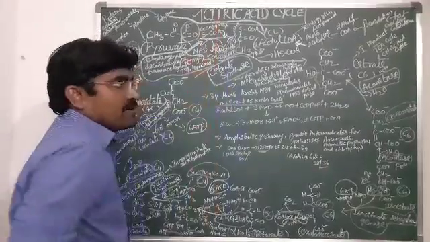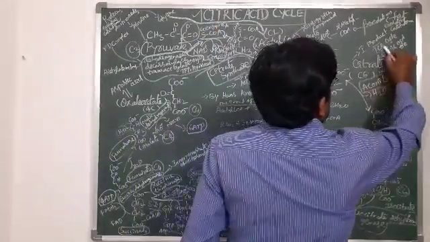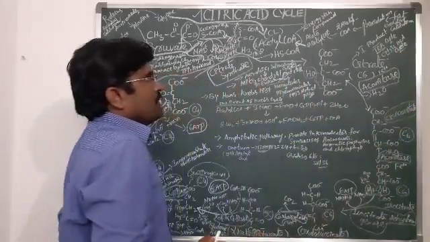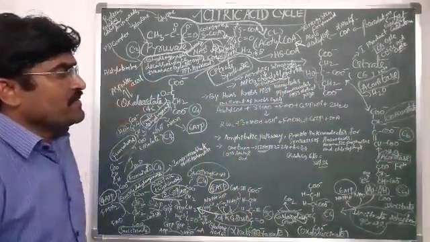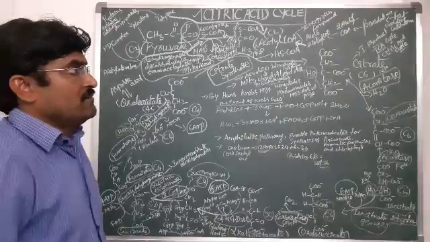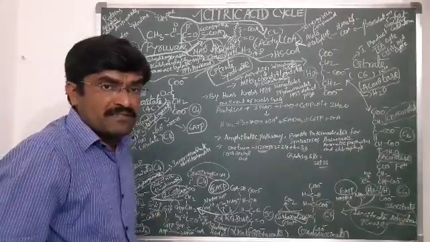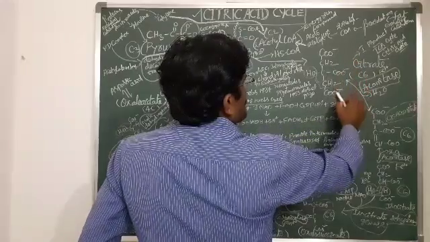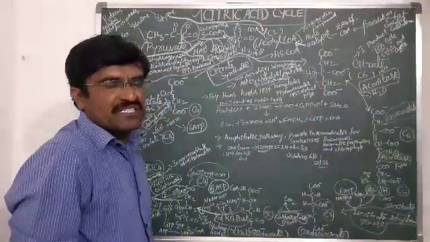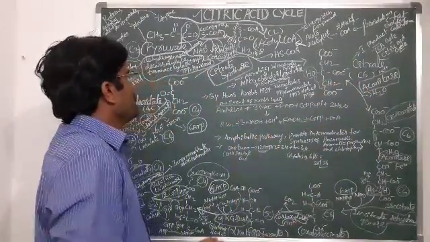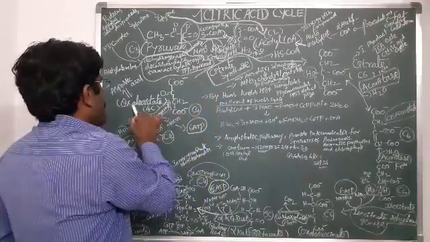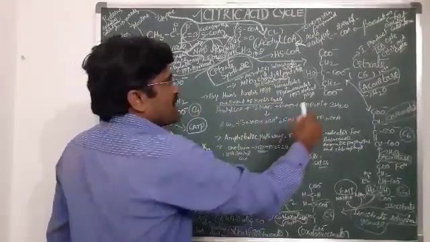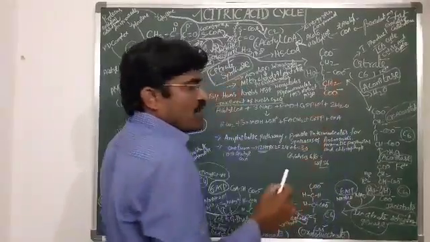The citric acid cycle, another name is the TCA cycle, because the full name is the tricarboxylic acid cycle. So we are observing here three COOH groups. The first product in the citric acid cycle is formed by the combination of oxaloacetate with acetyl CoA, and we get the first product in the form of citrate.